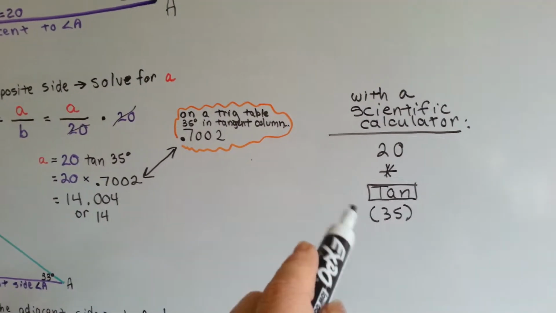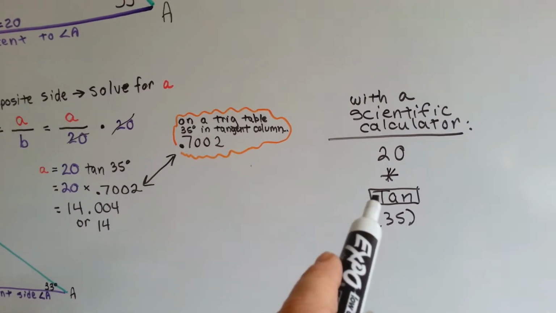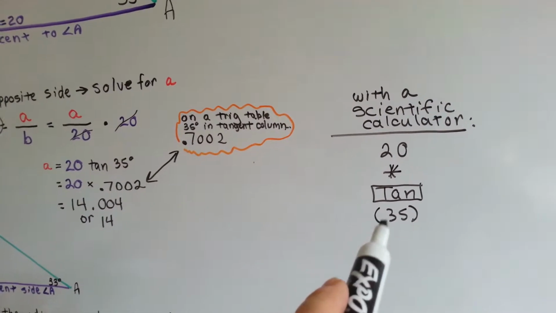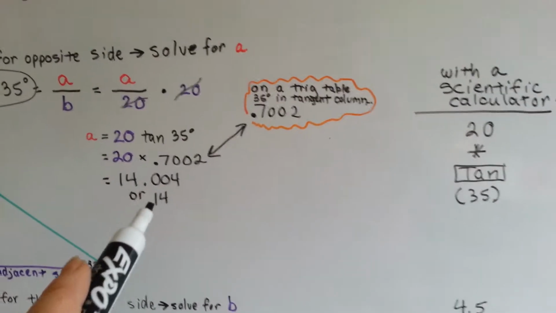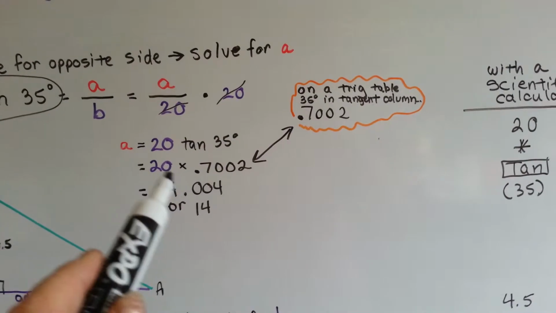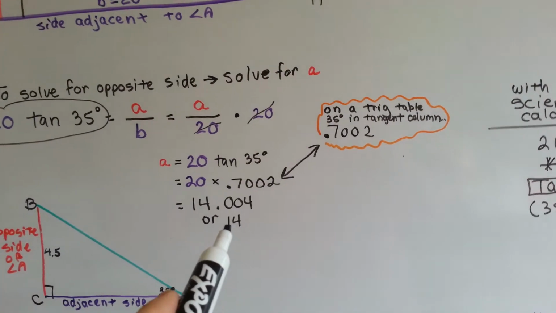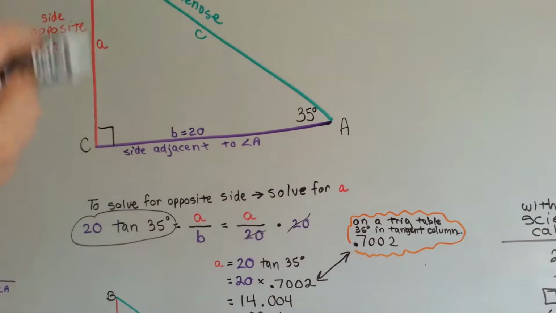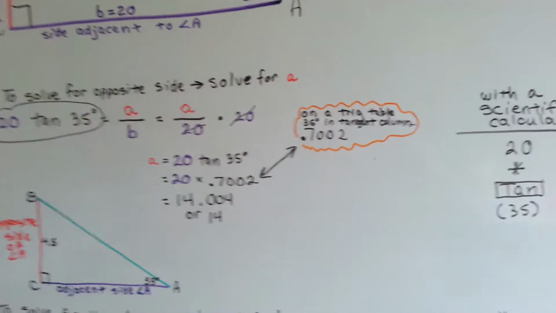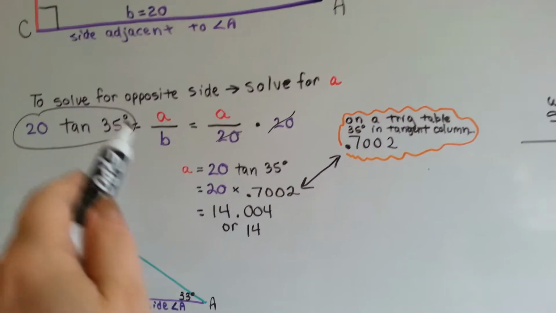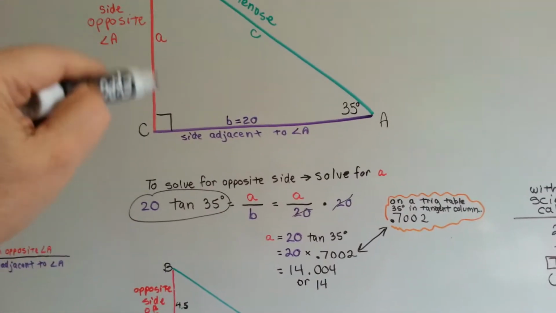If you got a scientific calculator, just put in 20 and then multiply it, hit the tangent button, and then put in 35. And then you should get the same thing we do over here from the trig table. When you multiply these two together, you get 14.004, or we could just say 14. So we can say A is 14. Now we know B is 20, and A is 14. That wasn't that hard, was it? And you could almost do this part in your head. So that's when you're solving for the opposite side, when you're solving for A.